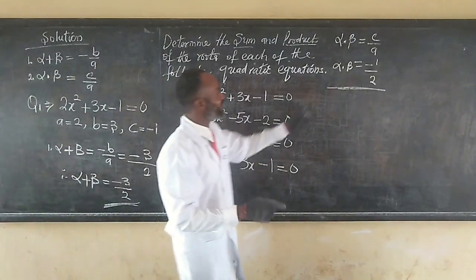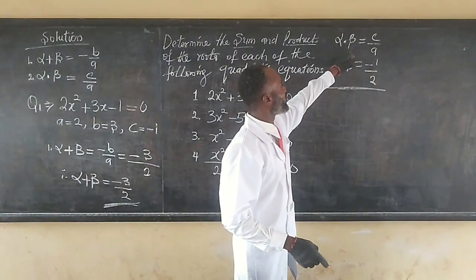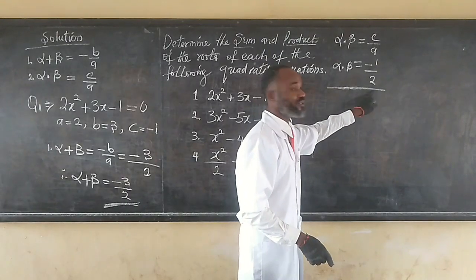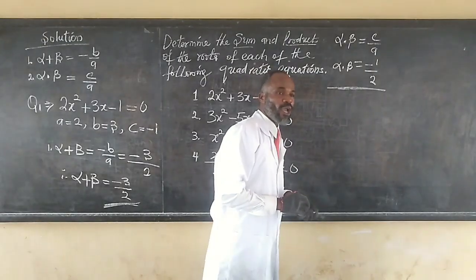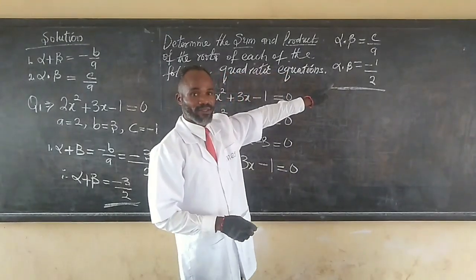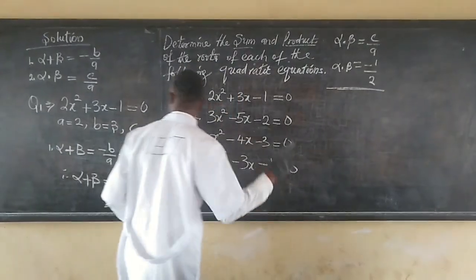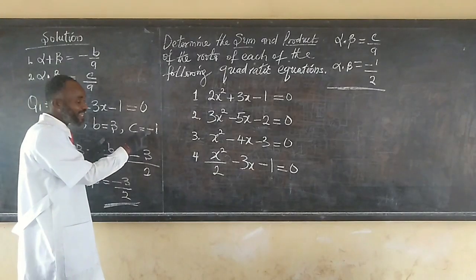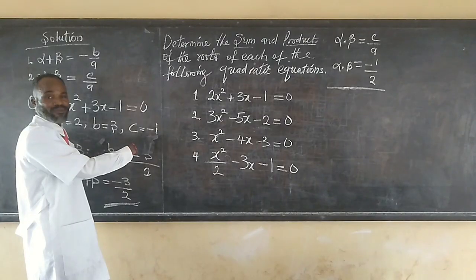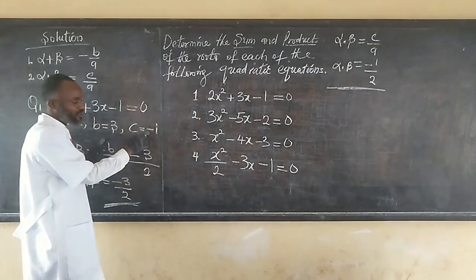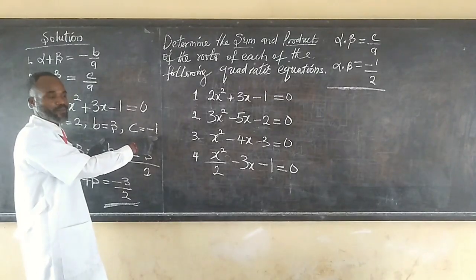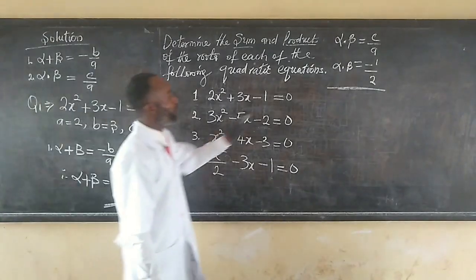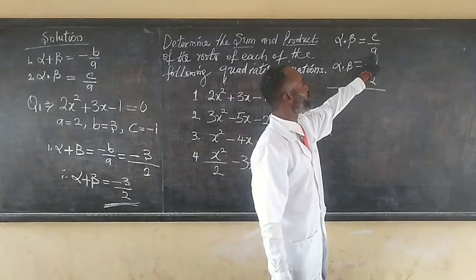The products, look at it. The product alpha dot beta is minus 1 over 2. That's the product. A quick look at it, you will see there is a minus. Don't be confused. It's because C has a minus sign in its value. So wherever we see C, we put minus 1 all over 2, which represents A.